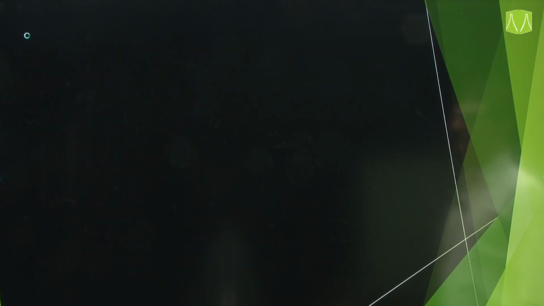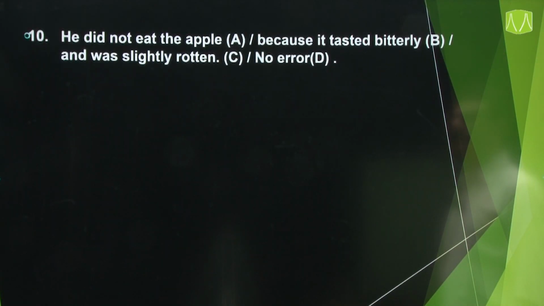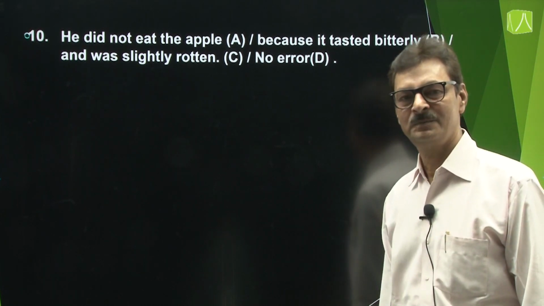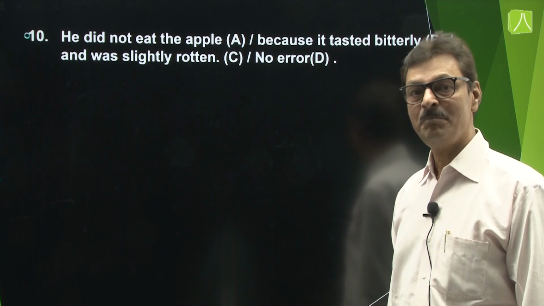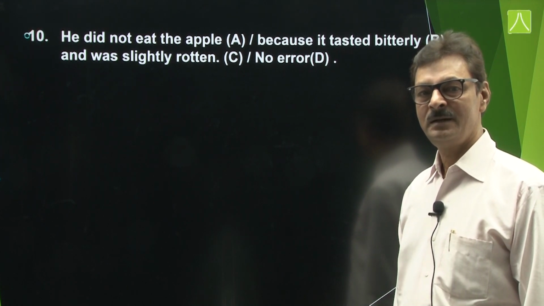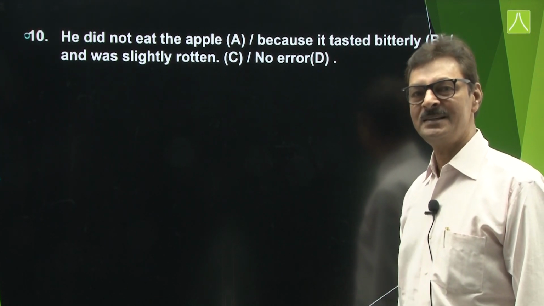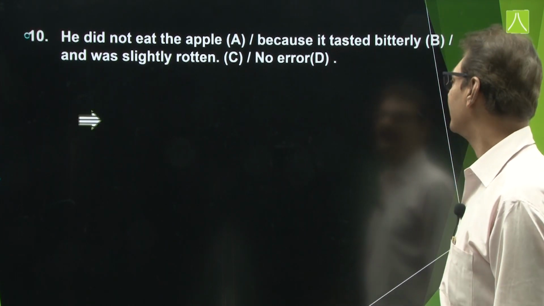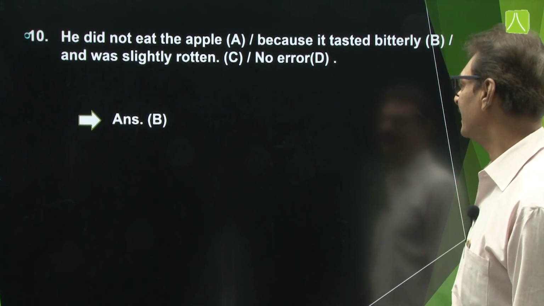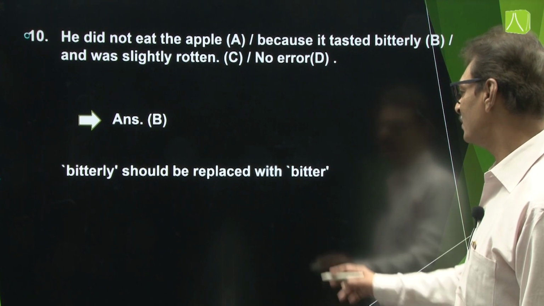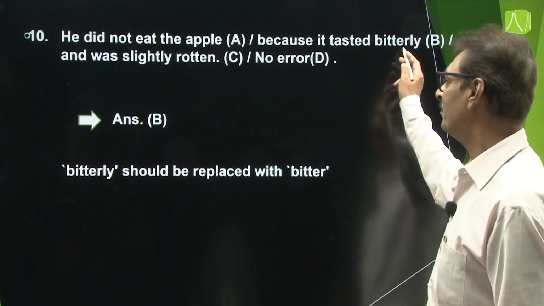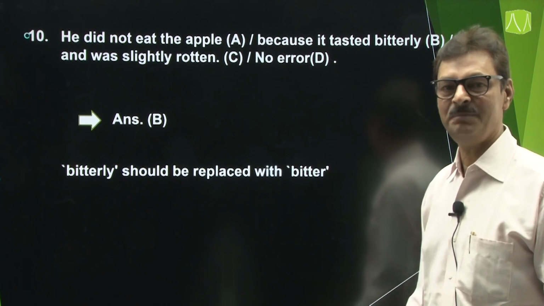The next sentence. He did not eat the apple because it tasted bitterly and was slightly rotten. Tasted bitterly. क्या आना चाहिए? Error कहाँ पर है? The error is in part B. And which is the error? Because it should be bitter, not bitterly.